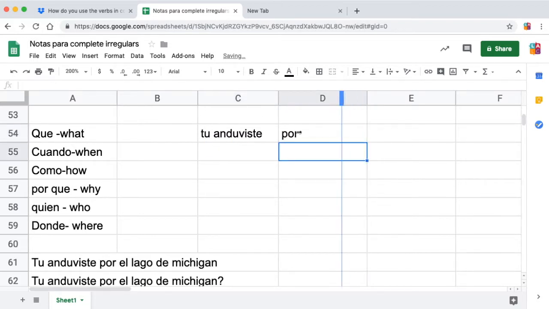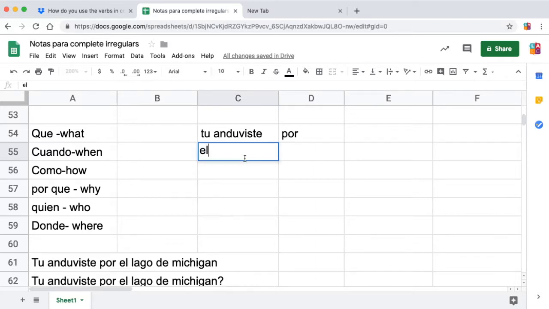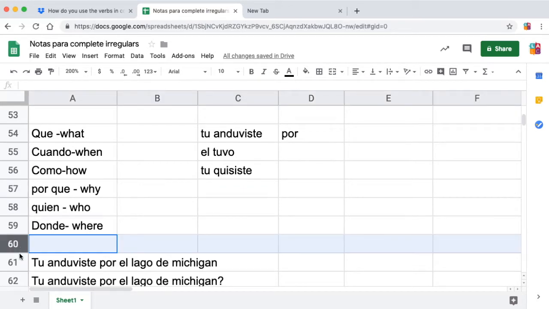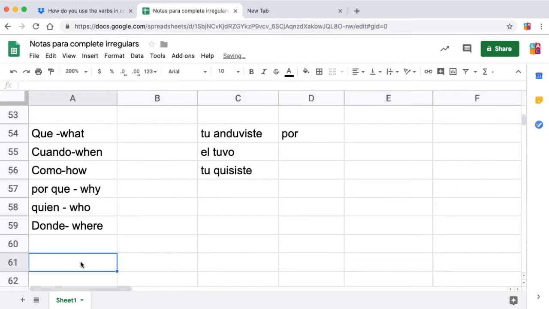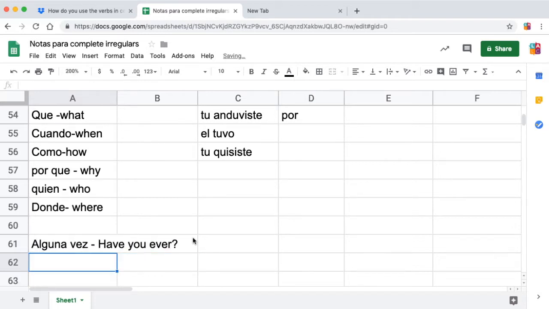By. Then we use also tuviste, tuvo, él tuvo. I'm going to just put en querer, cuando quisiste, tú quisiste, sorry. Oh, you know what? I forgot that I love these ones too. Is alguna vez, and have you ever? I always teach my students to use it because it's fun to ask, especially in events or meeting people. But alguna vez means have you ever? So you can use that with these questions too.